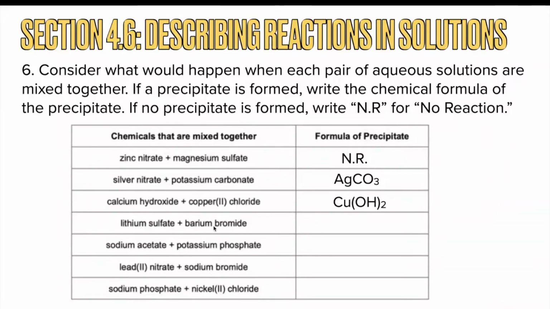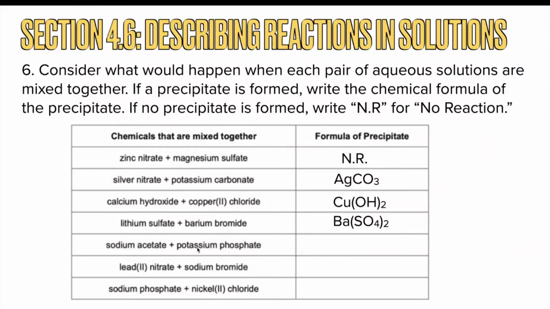Next, we've got lithium sulfate and barium bromide. So the lithium is going to pair up with the bromide. The barium is going to pair up with the sulfate. Lithium bromide is definitely soluble in water. Barium sulfate, though, is not. So barium sulfate is going to form a solid precipitate.